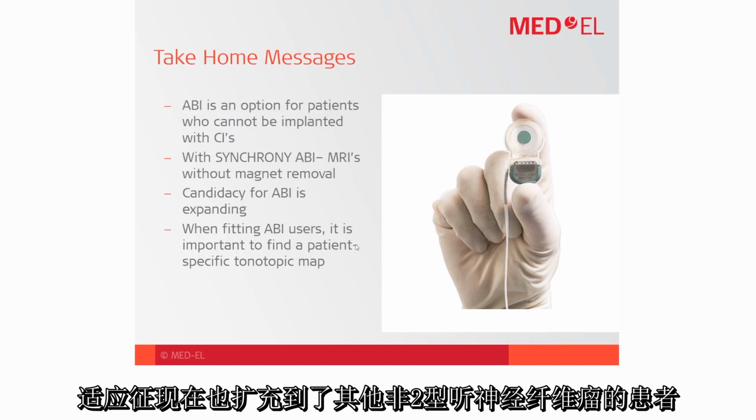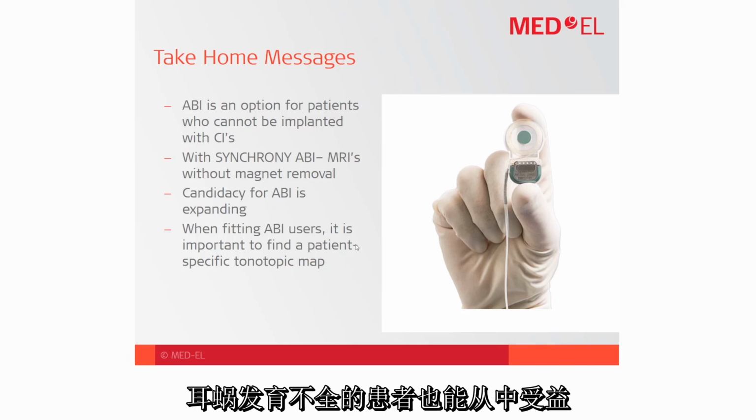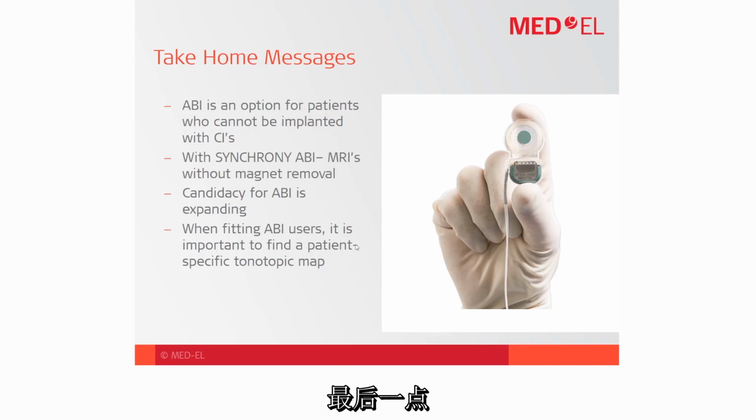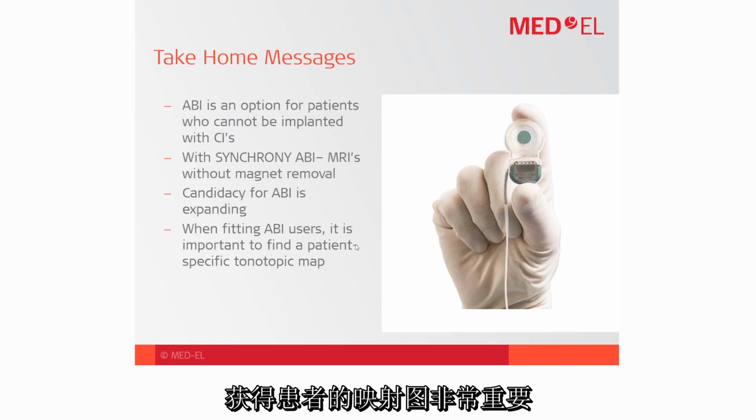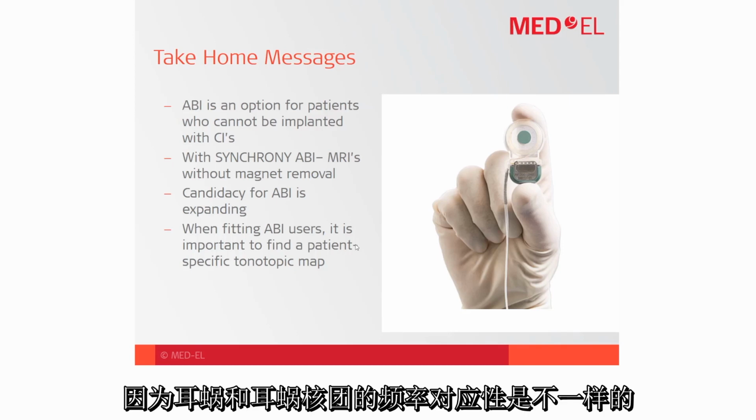We should also remember that candidacy is now expanding for the ABI. We're implanting patients who are non-NF2 tumor patients. Patients who have cochlear aplasia and hypoplasia can benefit from an ABI now. And lastly, when fitting ABI users, it's very important to find a patient-specific tonotopic map, like I mentioned earlier, because of the differences between cochlear tonotopy and cochlear nucleus tonotopy.